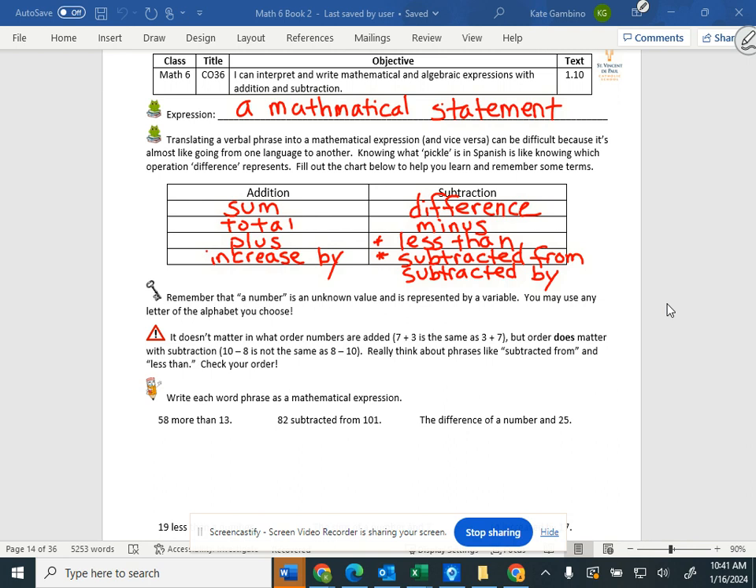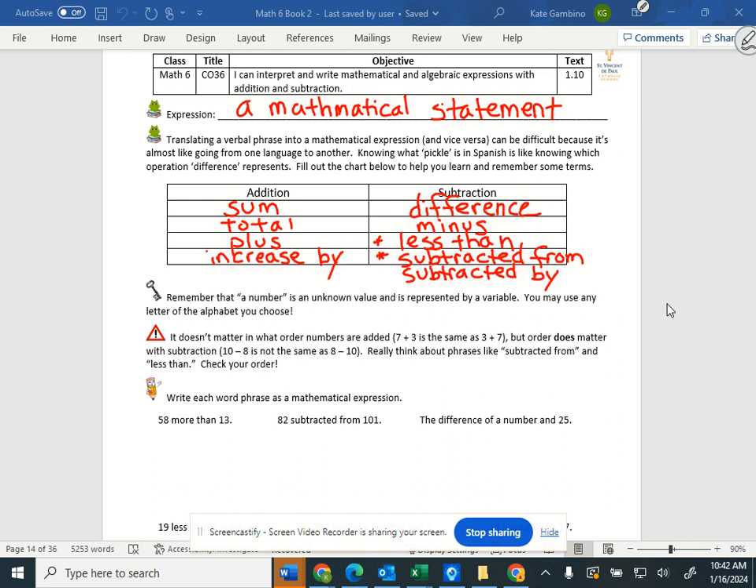Remember that when we say a number, it means it's unknown. We don't know what the number is. So we're going to use our variable. You could use any letter. When we want to say a number, I like to use the first letter of the word. So I like to use N because number starts with an N. You could use any variable you want. Any letter of the alphabet is a variable, but I usually use N for number.